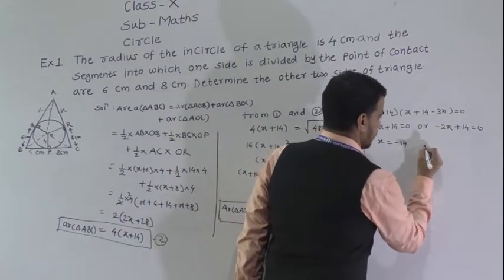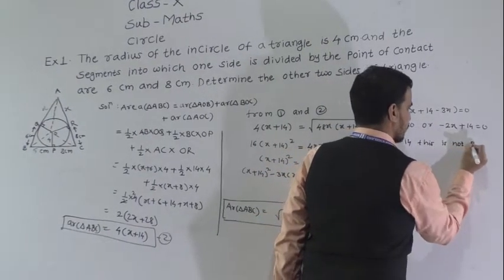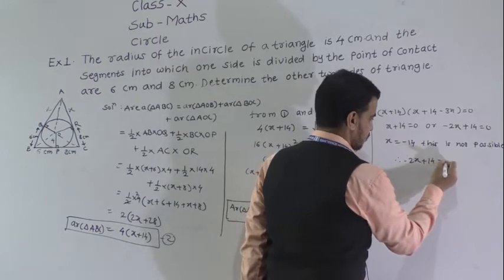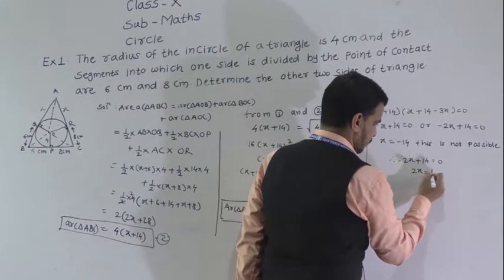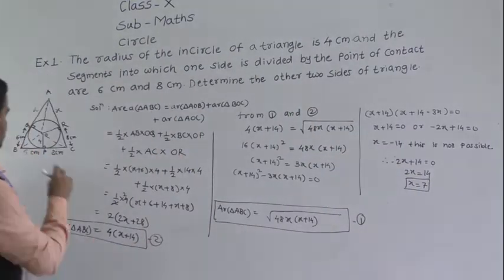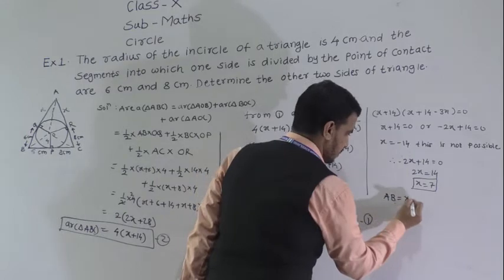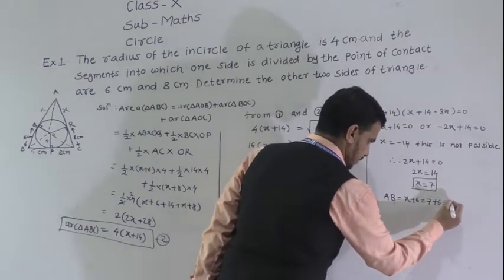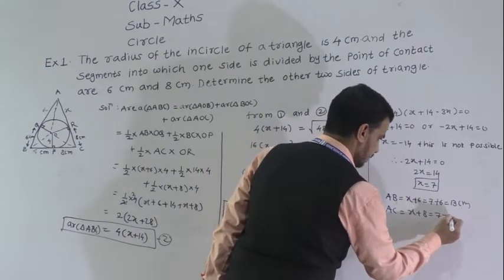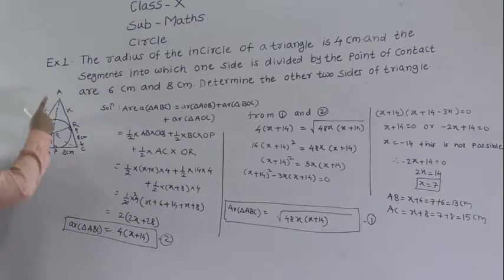So we have to take minus 2x plus 14 is equal to 0. Okay, here we have to write first, this is not possible. Therefore, minus 2x plus 14 is equal to 0. So 2x is equal to 14, x is equal to 7. So if x is equal to 7, length of the side AB is x plus 6, that is 7 plus 6 is equal to 13 centimeter, and AC is equal to x plus 8, that is 7 plus 8 is equal to 15 centimeter. Okay, so these are the two sides of triangle ABC, AB and AC.